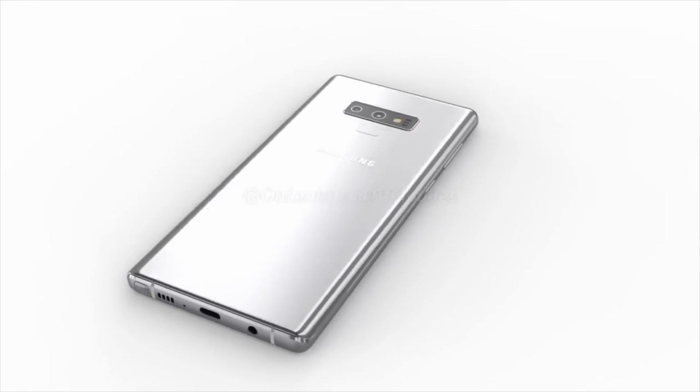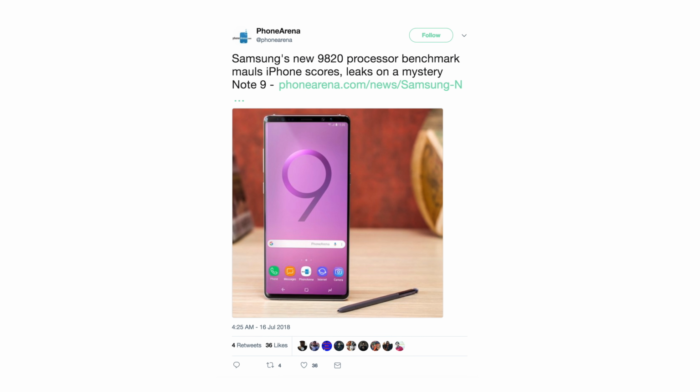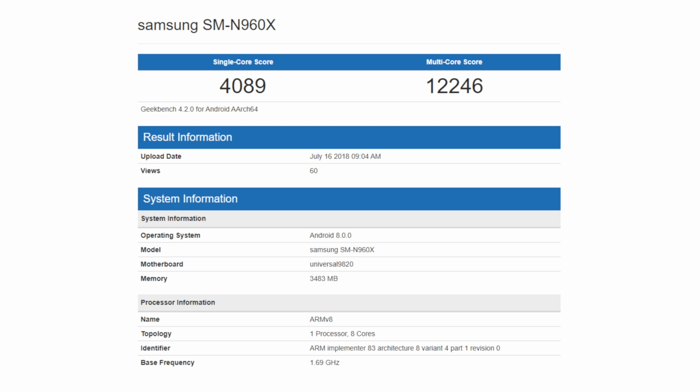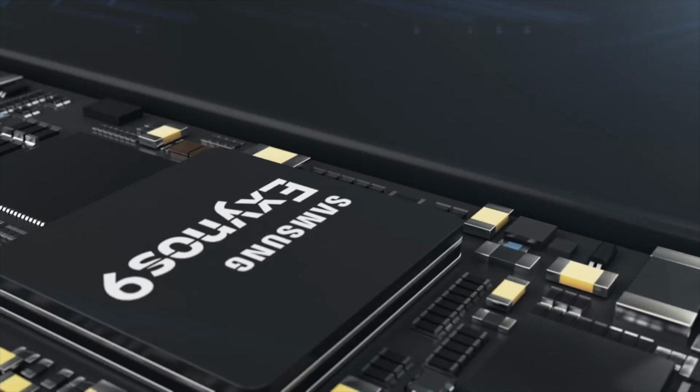Another very recent example of this was with the Galaxy Note 9, which was claimed to be packing a next generation Exynos 9820 chip. And whilst the numbers it pulled on benchmarks were believable, if you look at the identifier at the bottom, this is a unique reference to Samsung's Exynos 8895, aka last year's processor. So this leak was essentially some person just playing around with their Samsung Galaxy S8.